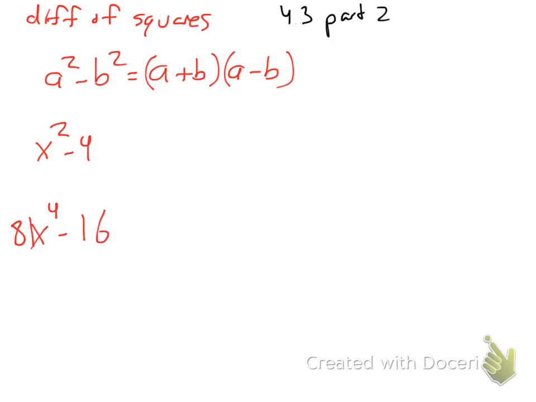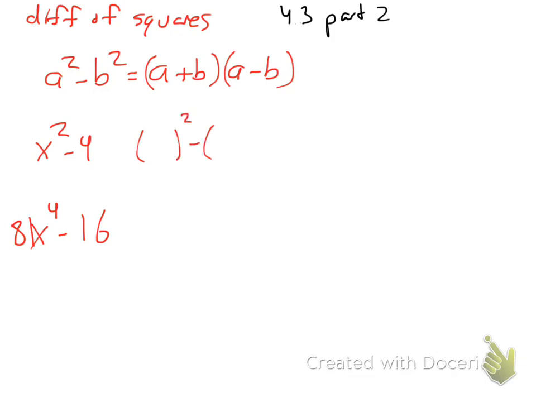So, here's the thing, what I like to do. I like to go and say, hey, I've got x squared minus 4. And you're like, hey, wait a minute, x squared's a perfect square. 4 is also a perfect square. So it must fit this mold, or this formula.